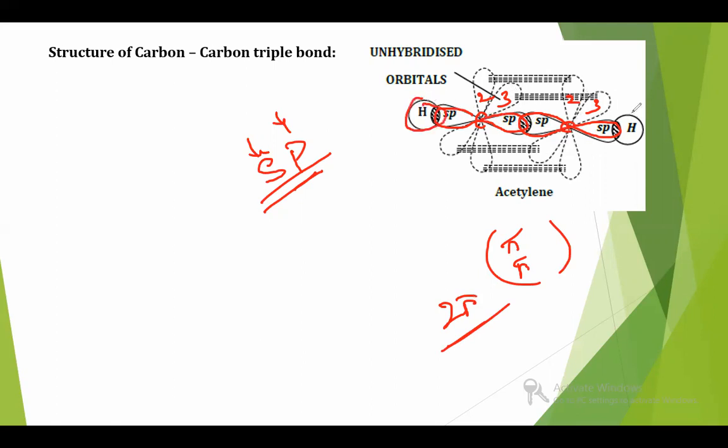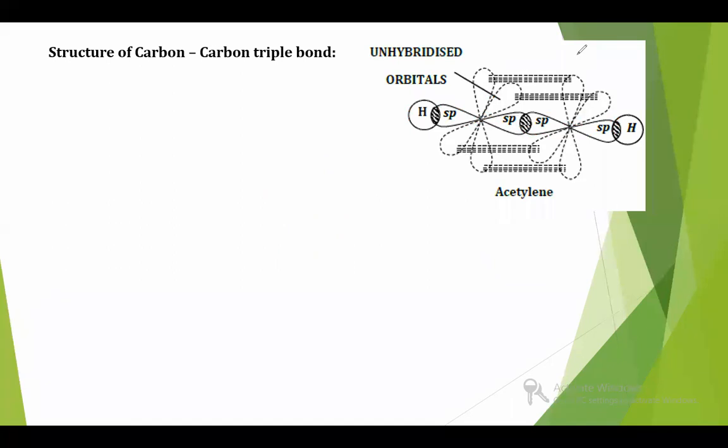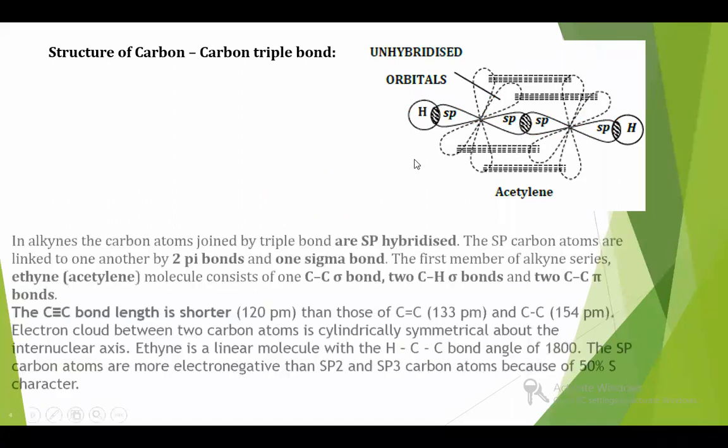This will bind with hydrogen, forming a linear structure, that is 180 degrees. So two carbons between two hydrogens, with a triple bond between the carbons, that is acetylene. Acetylene means a triple bonded compound.